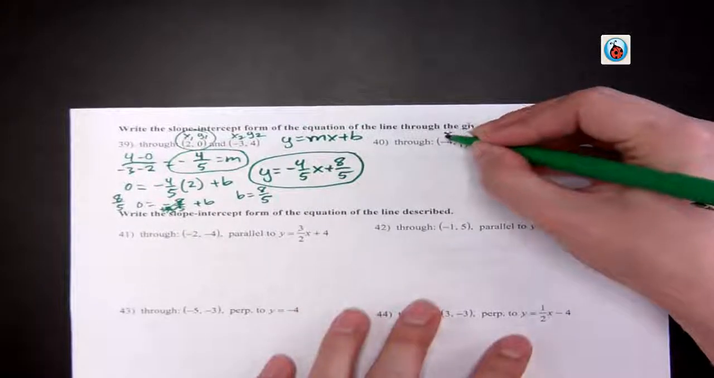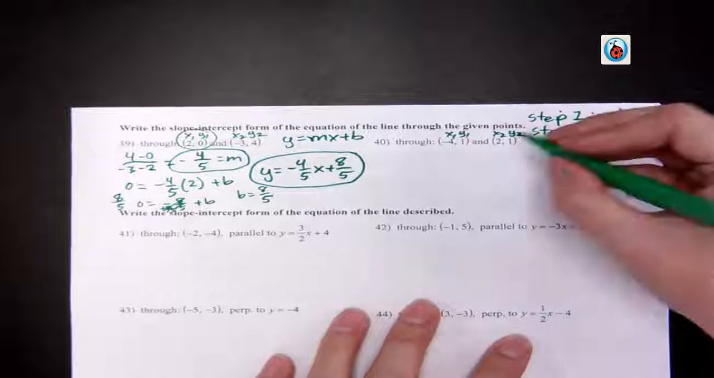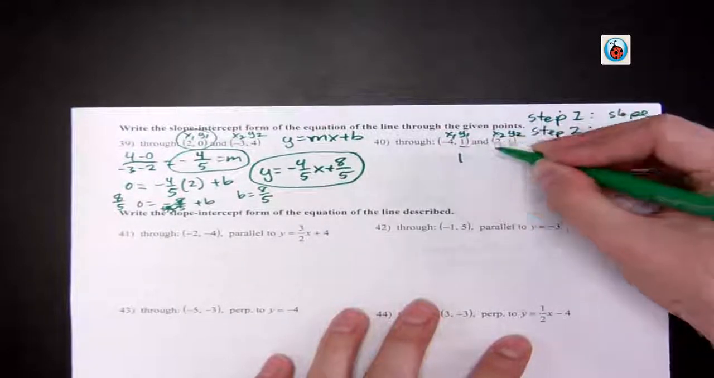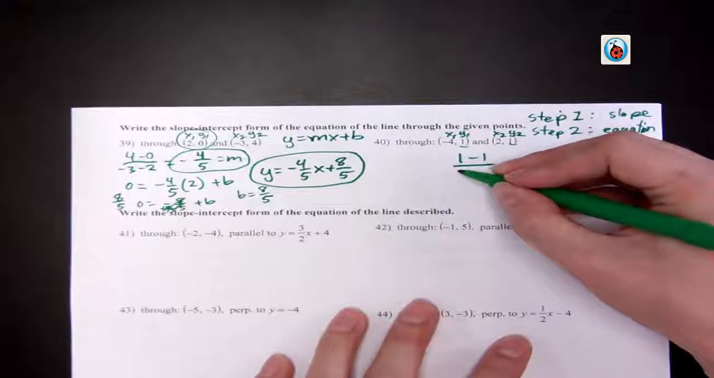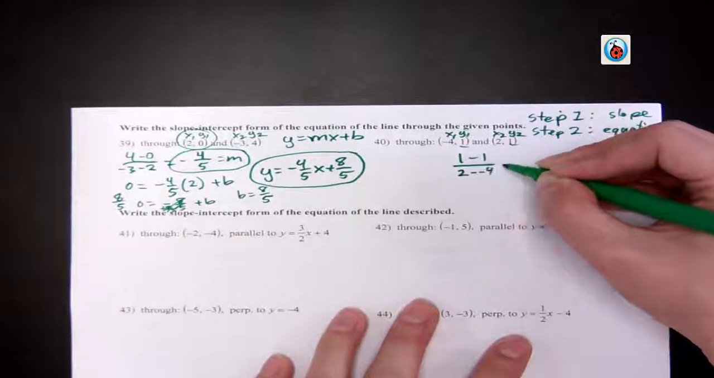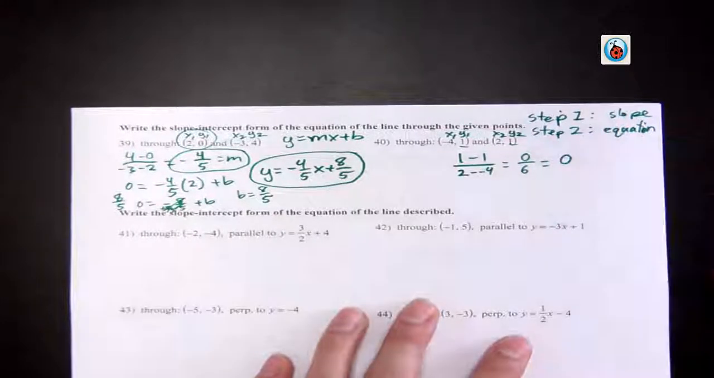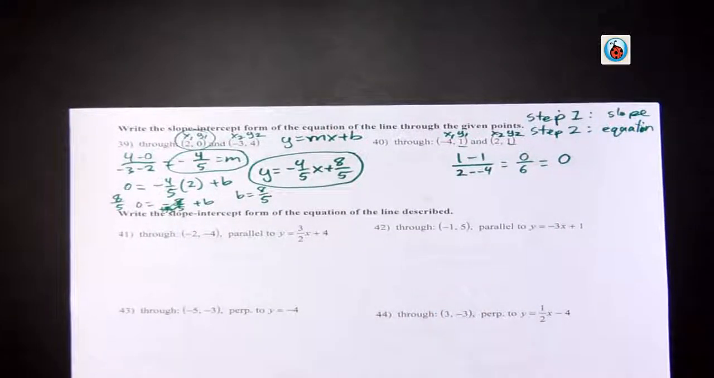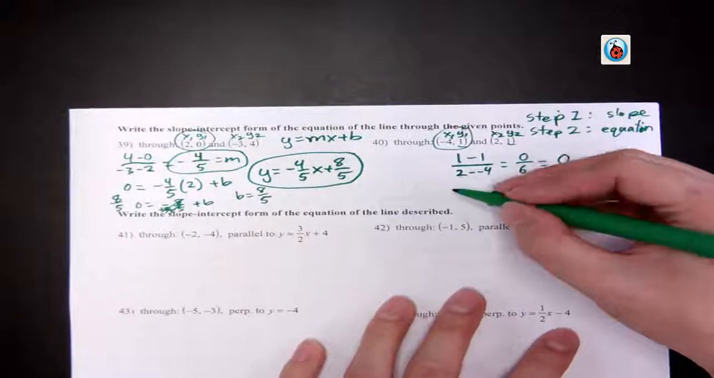I do the same thing here, x1, y1, x2, y2. So my y's are just 1 minus 1. My x is 2 minus -4. That gives me 0/6, so my slope is just 0. And so then I plug in either point. Again, I'm just going to pick my first one.